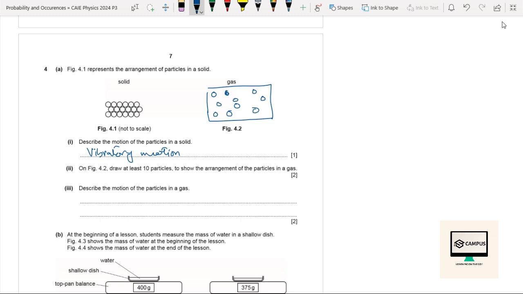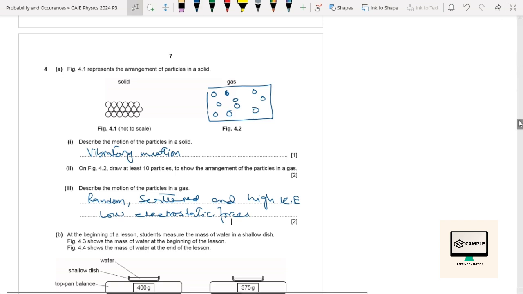Describe the motion of particles in the gas. Random motion, scattered, and high kinetic energy, and low electrostatic forces. We can mention any two to get our marks.